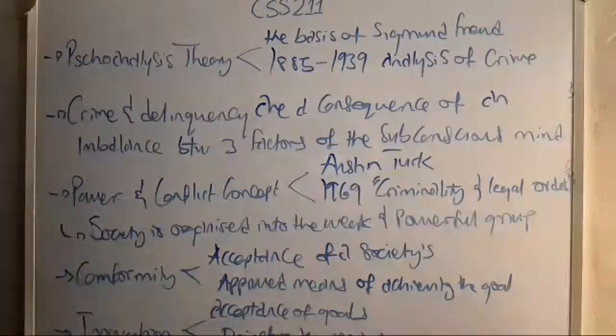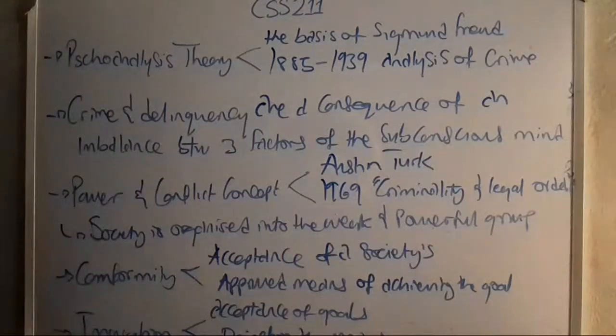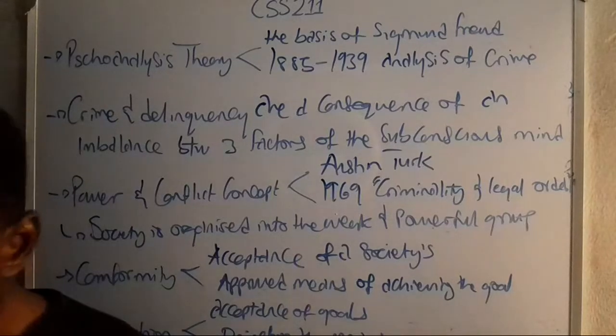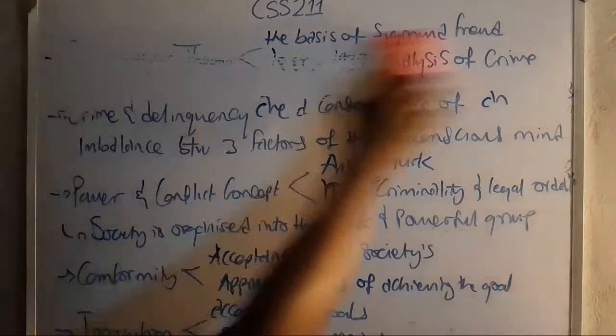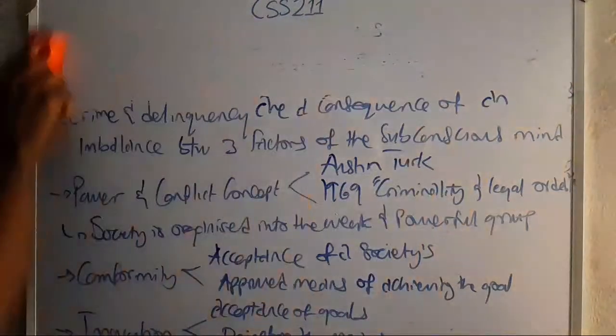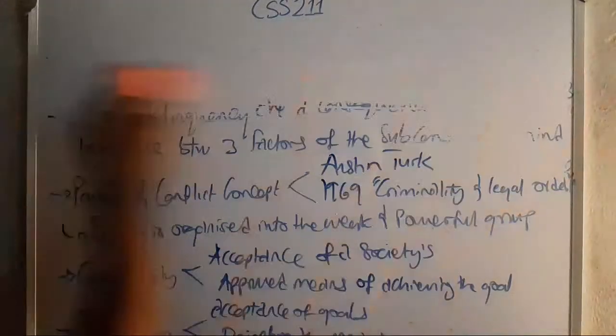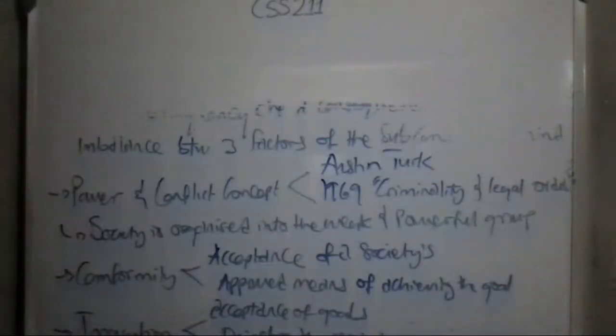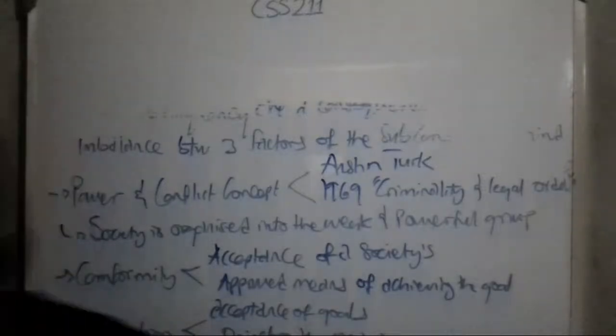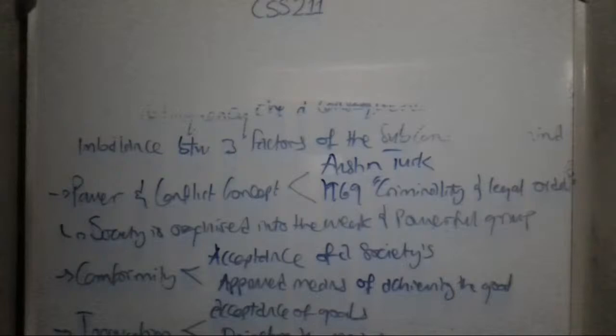So we have ritualism. Here you reject the goal but accept the means. You see how these terms are: conformity, you accept the goal and also accept the means. Innovation, you accept the goals but you reject the means. So we have that as that. I think in our next class we'll take it off from ritualism.